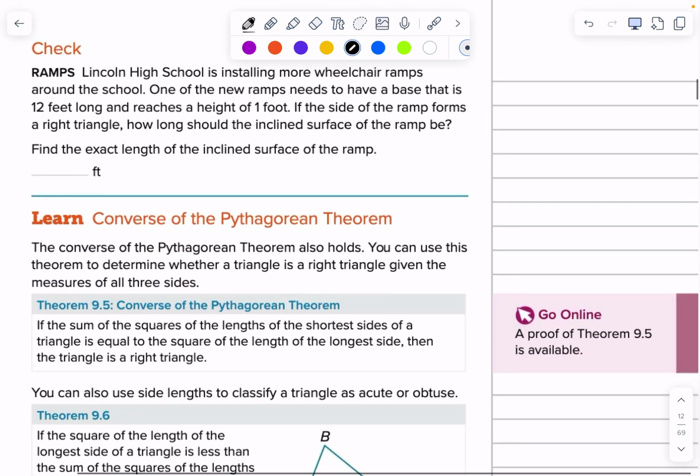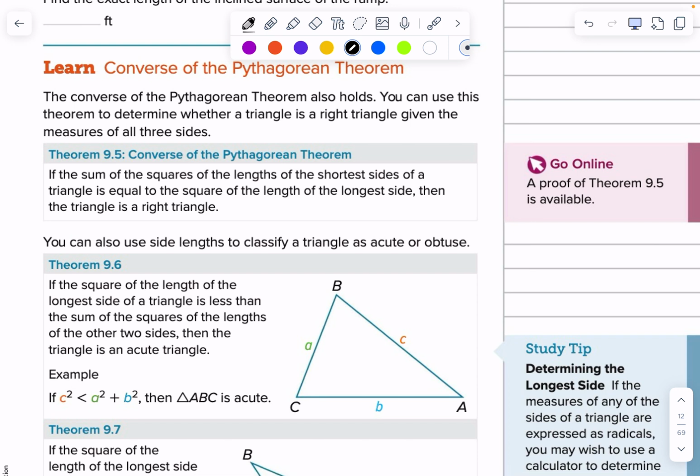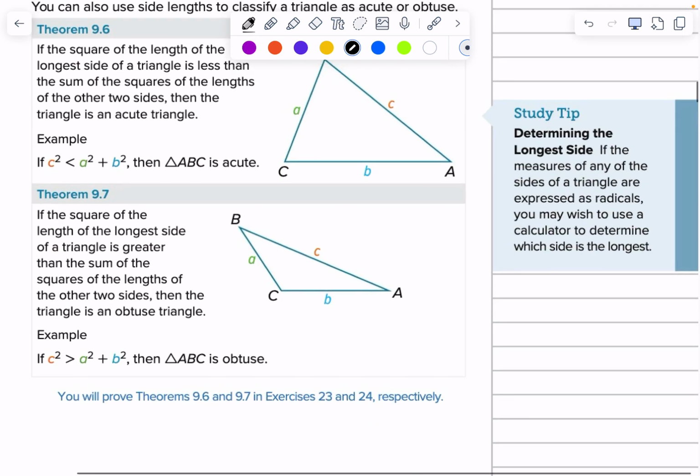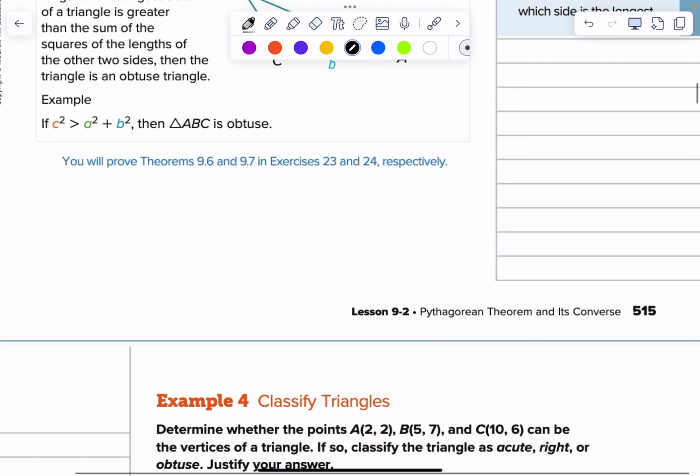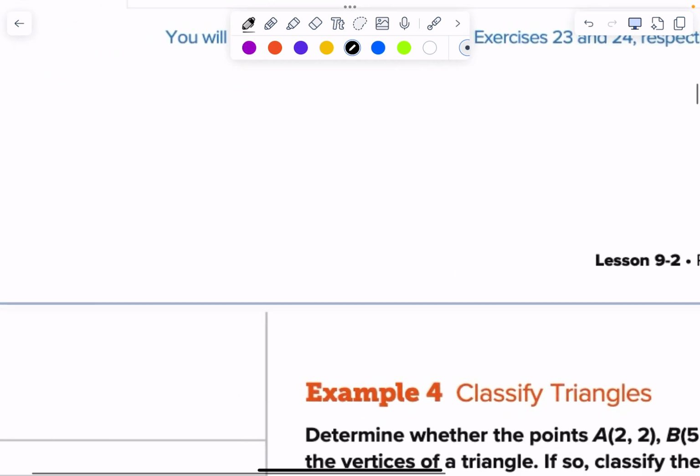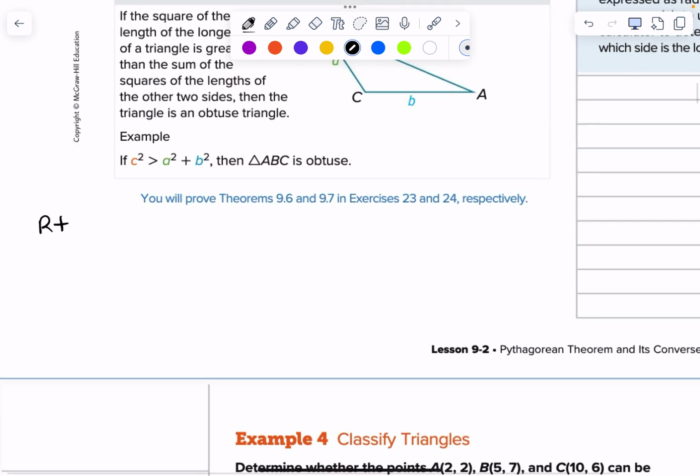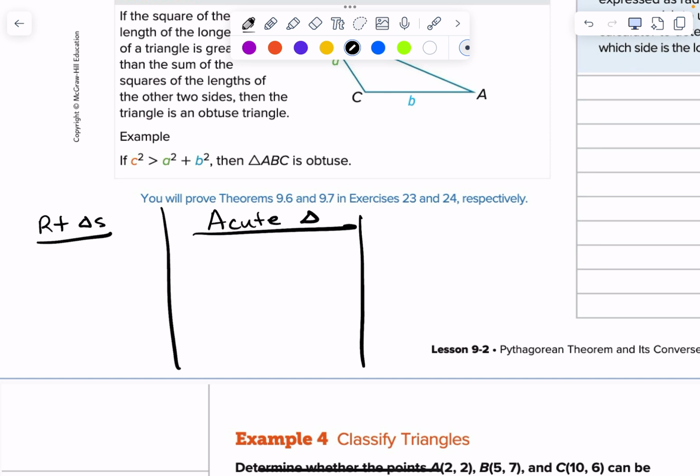Turn your listening ears on if you've been tuning me out up to this point, because this is the hard part. Ready? This is where we use the Pythagorean theorem. I'm going to go down here to this spot. We're going to talk about right triangles, and then I'm going to have you do a little thing over here that talks about an acute triangle, and then an obtuse triangle. Put those 3 sections at the bottom of this page.